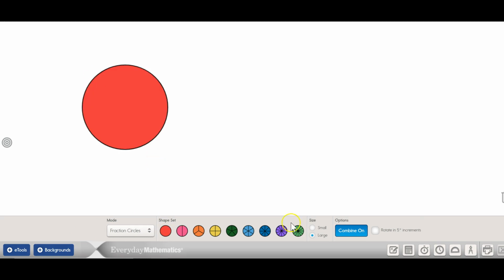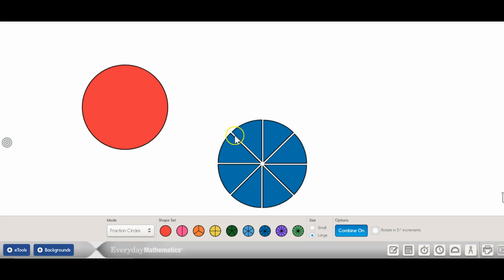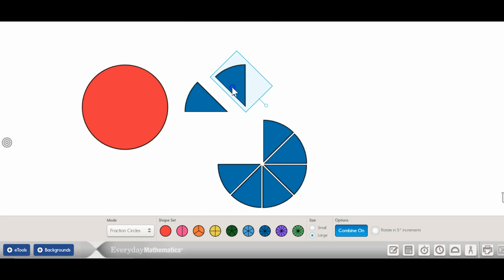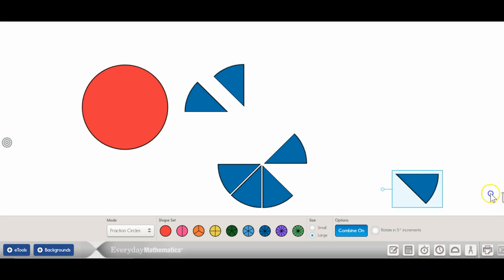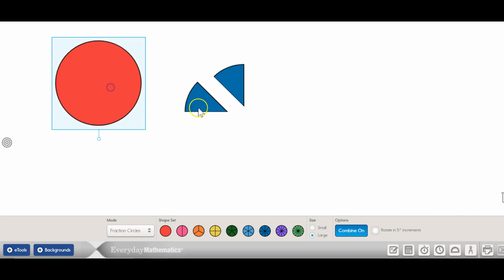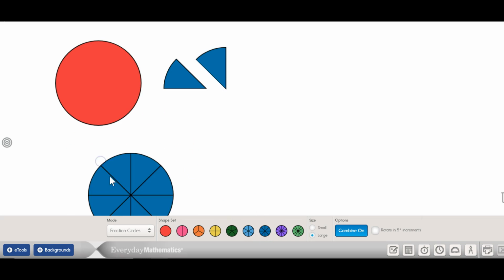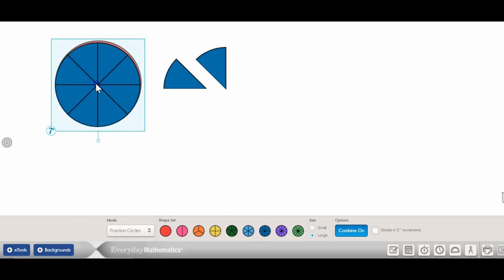That's 1 whole. These are my 8ths. Click on your 8ths. Use the hammer to break them apart. 1 and 2/8. And we can get rid of the rest of these pieces that we're not using. Okay, here's my 1 whole and 2/8. My 1 whole in 8ths would be equivalent to 8/8.